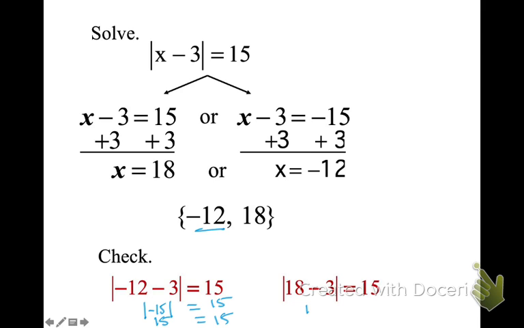This becomes positive 15, absolute value equals 15. And the absolute value of positive 15, no matter what you do, whether it's positive in there or whether it's negative inside, the answer is always the positive value because it's a distance from 0. So both of those do work. Okay? And it's very easy for you to check.